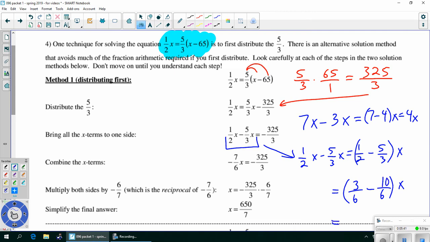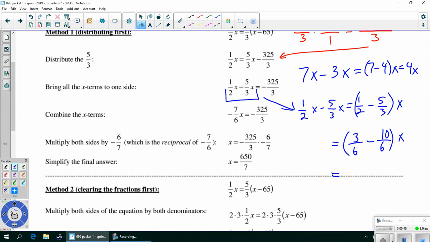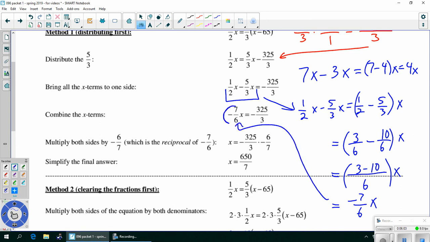And then now finally we've done all that work to make a common denominator. And so then we get to subtract the numerators together. 3 minus 10 on the top, and then just a single denominator of 6 on the bottom with an x on the outside. And then altogether that is negative 7/6x, and that is right here.